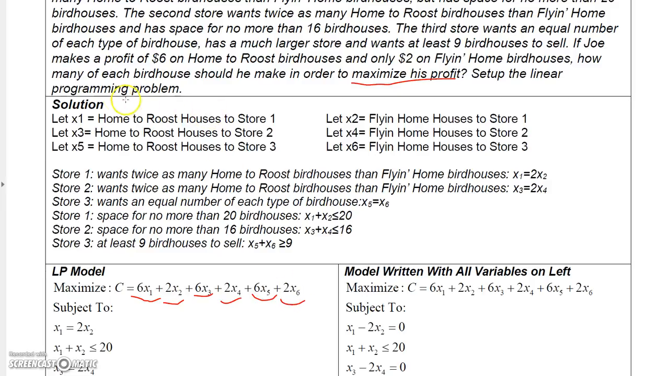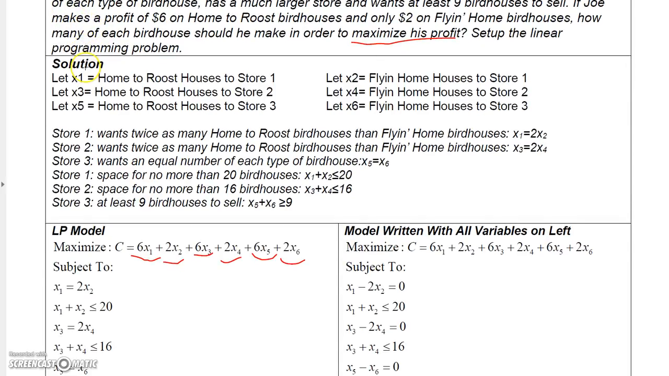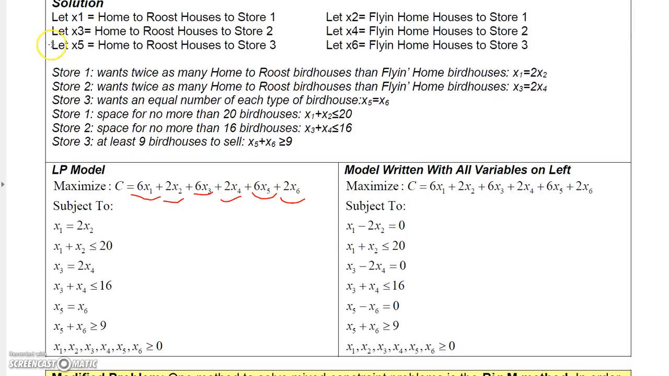Now, I don't have time to do this entire thing, but let me just share a couple things with you. Store 1 wants twice as many home to roost birdhouses than flying home birdhouses. So that means x1 must equal 2x2. Store 2 wants twice as many home to roost than flying home birdhouses. So that means x3 must equal 2x4. And then store 3 wants an equal number of each type, so x5 must equal x6.